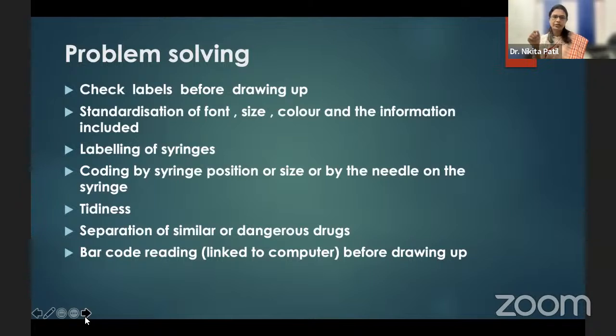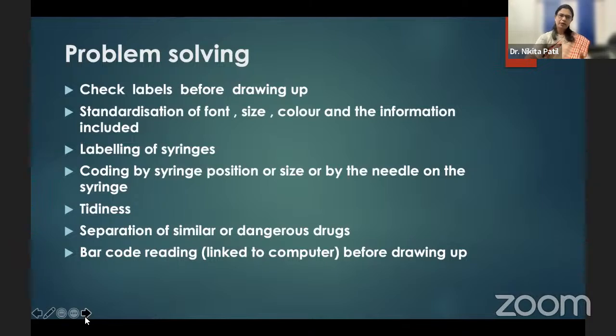Separation of similar or dangerous drugs. Here I can again quote a case, particularly when we are called for CT scan or MRI centers. Many a time we don't need scoline there. If the dangerous drug is kept in the center, or even in the ICU, and we get a call, or not us but somebody else is there, and by chance, instead of contrast, scoline is given, imagine what can happen. So, separation of similar and dangerous drugs.